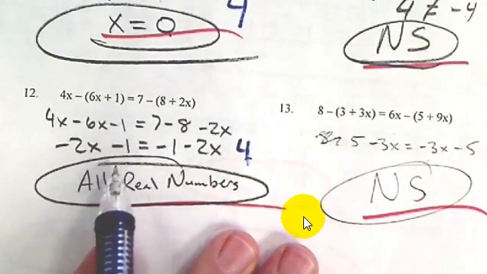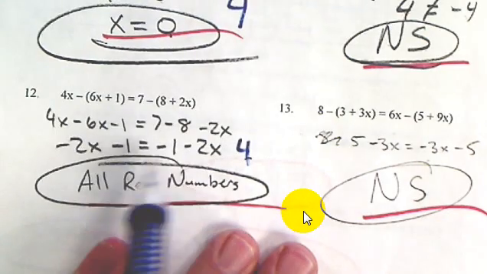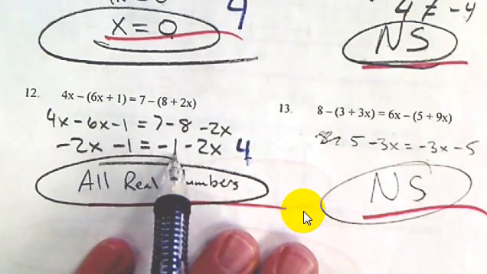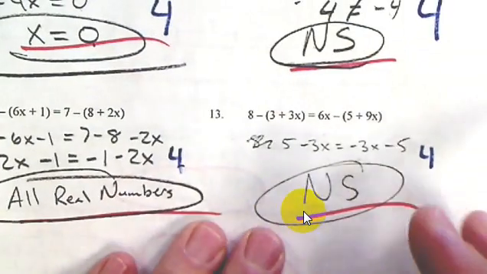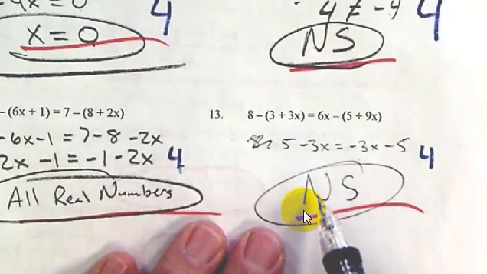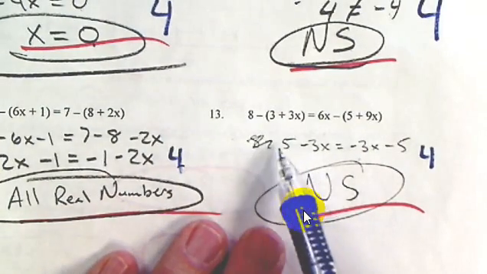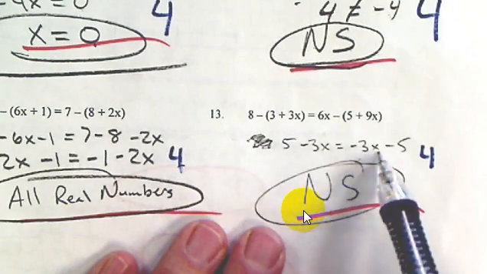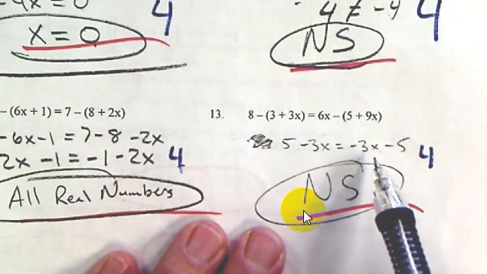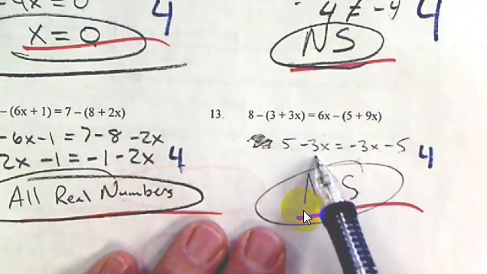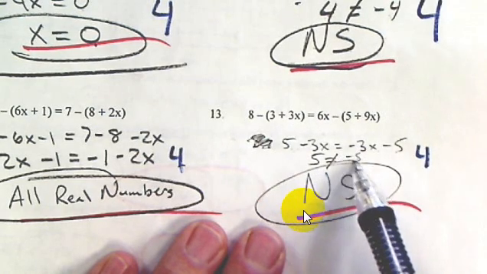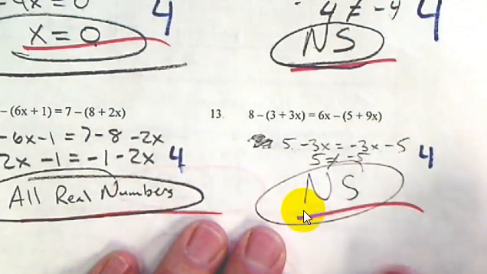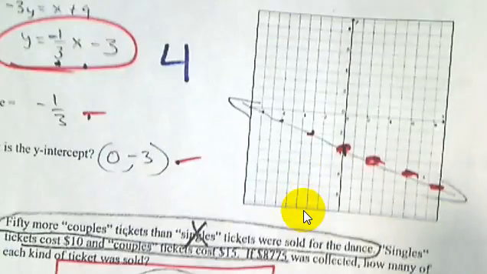On this one, my x's cancel out, and I'm left with negative 1 is equal to negative 1. Well, that's true, so that means any number will work. And this one, I'm left with something that's the same on each side, except this one's negative and that one's positive, so 5 is not equal to negative 5, so that means no solution. My x is canceled out.